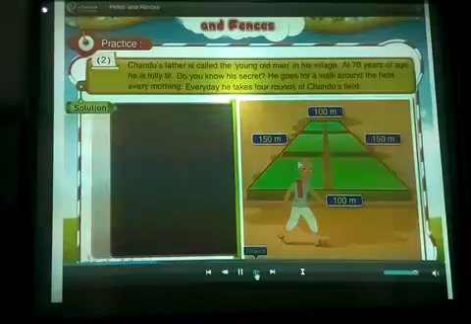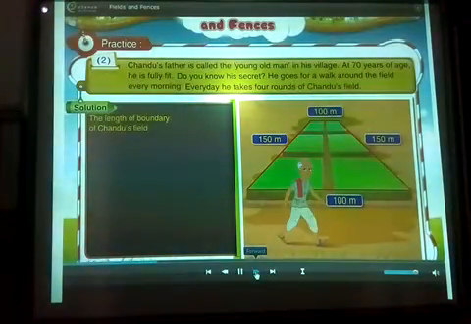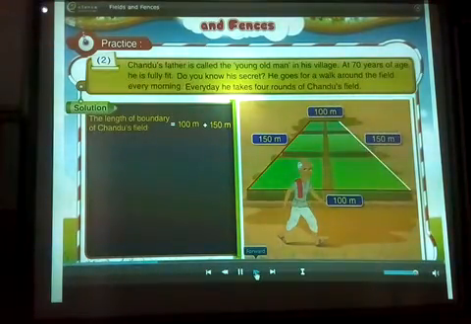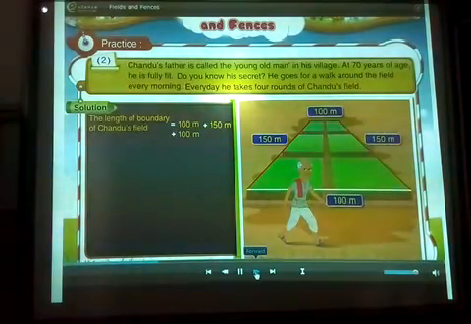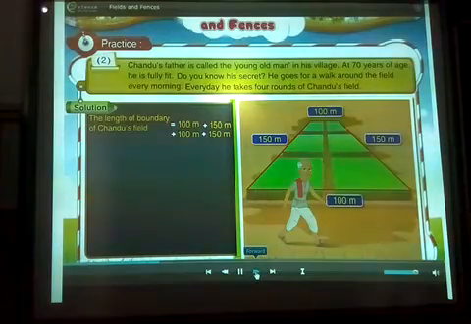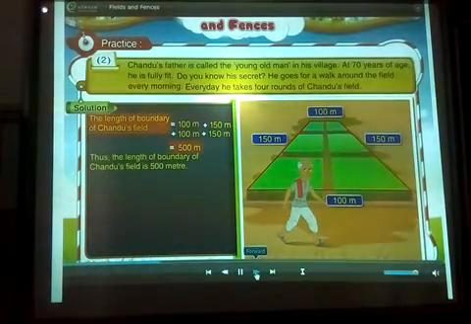Solution. The lengths of the 4 sides of the field are given to be 100 meter, 150 meter, 100 meter and 150 meter. If we add them, we get 500 meter. Thus, the length of the boundary of Chandu's field is 500 meter.